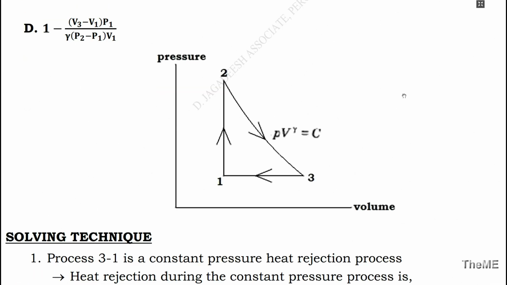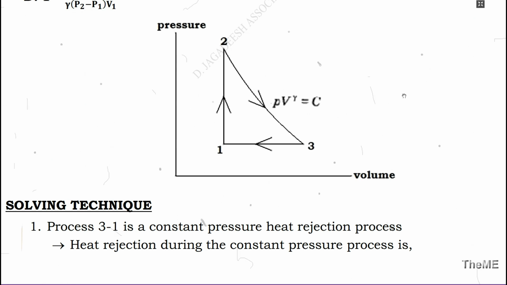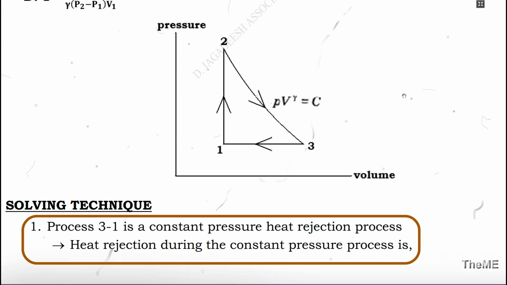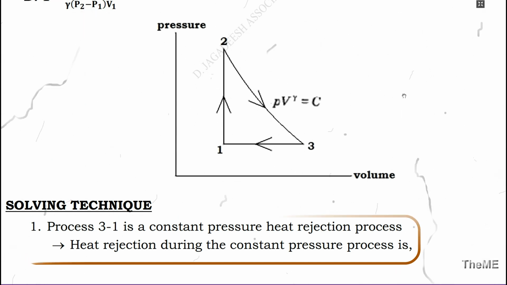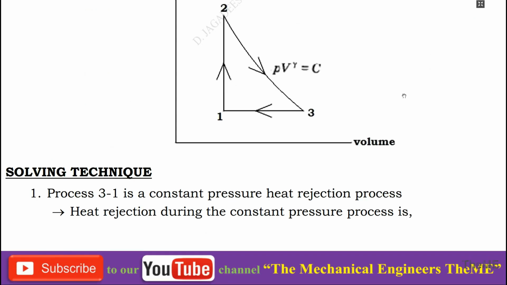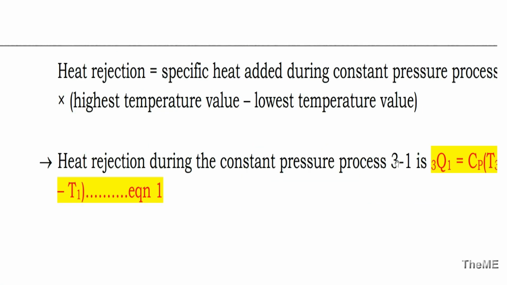Now we will deeply dive into process 3 to 1. So process 3 to 1 is a constant pressure heat rejection process. The formula for heat rejection during a constant pressure process is: heat rejection is equal to the specific heat at constant pressure into the highest temperature value minus the lowest temperature value.